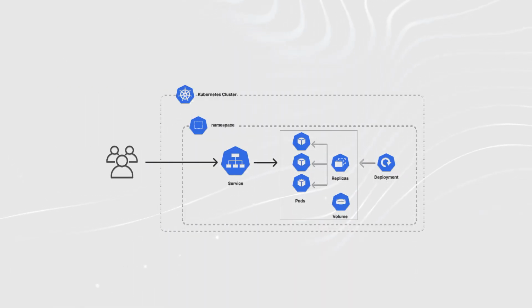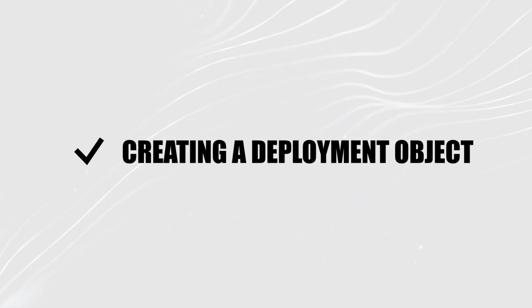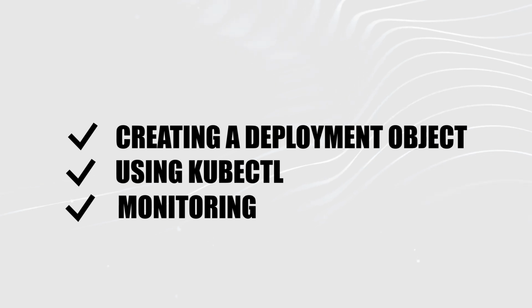Okay, so to recap, deploying applications on Kubernetes involves creating a deployment object, using the kubectl command line tool to deploy the application to a cluster, and monitoring the deployment to ensure everything is running smoothly.